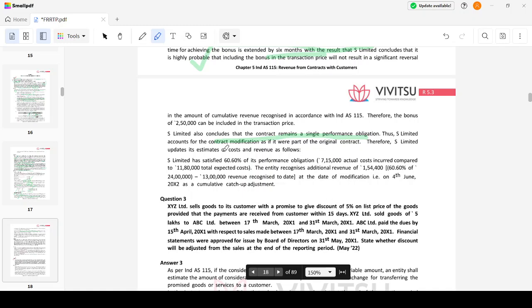60.6% has been completed now. Additional revenue will be recognized to the extent of 60.6% of 24 lakh less 13 lakhs revenue recognized till date. That will be the additional revenue, to the extent of 1,54,500. This will be known as a catch-up adjustment, because it is a single performance obligation before and now also. It will be treated like a modification of the original contract itself. That's fine. We account for it as a catch-up adjustment. Now let's move on.